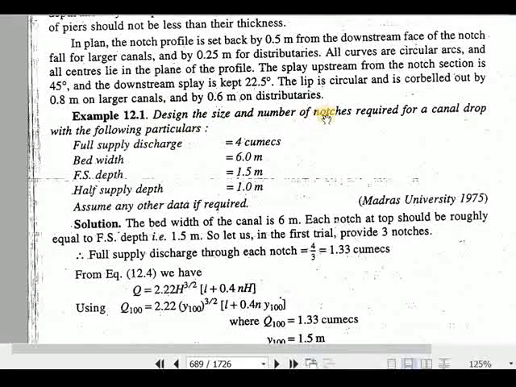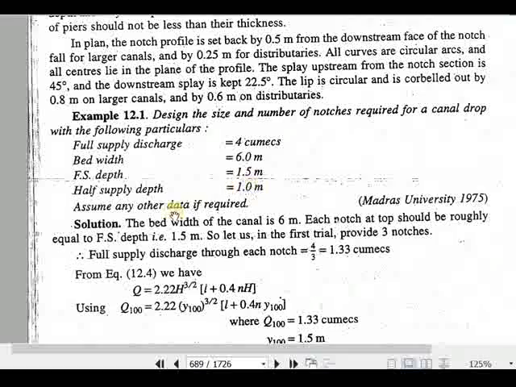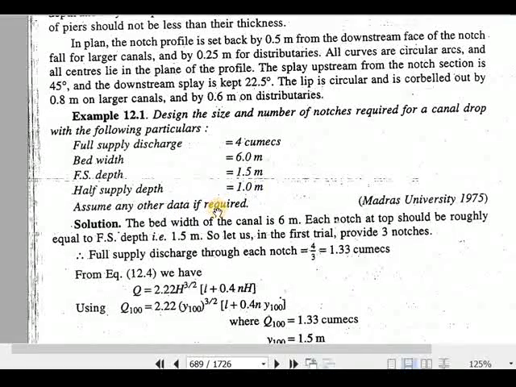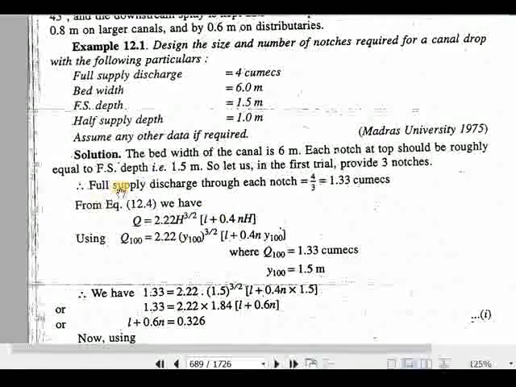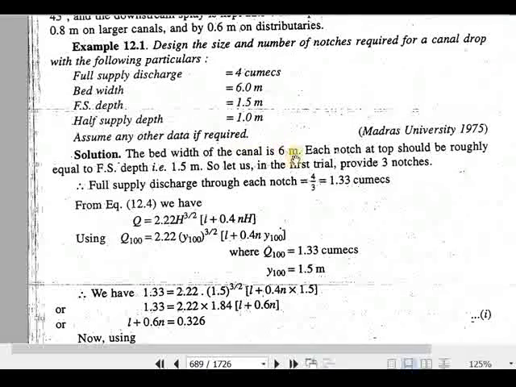Design the size and number of notch weirs required for a canal drop with the following particulars: full supply discharge 4 cubic meters per second, bed width 6 meter, full supply depth 1.5 meter, half supply depth 1 meter. So these two are important. Assume any other data if required. So the bed width of the canal is 6 meter.